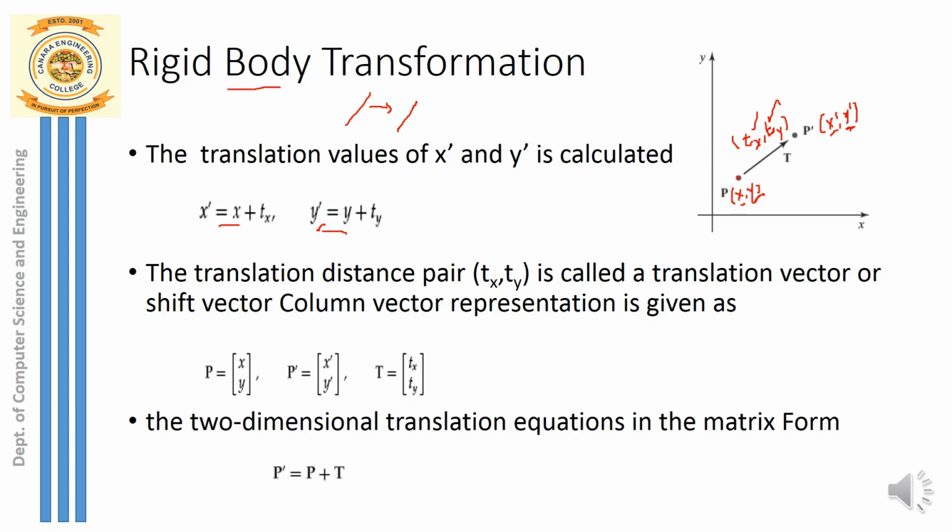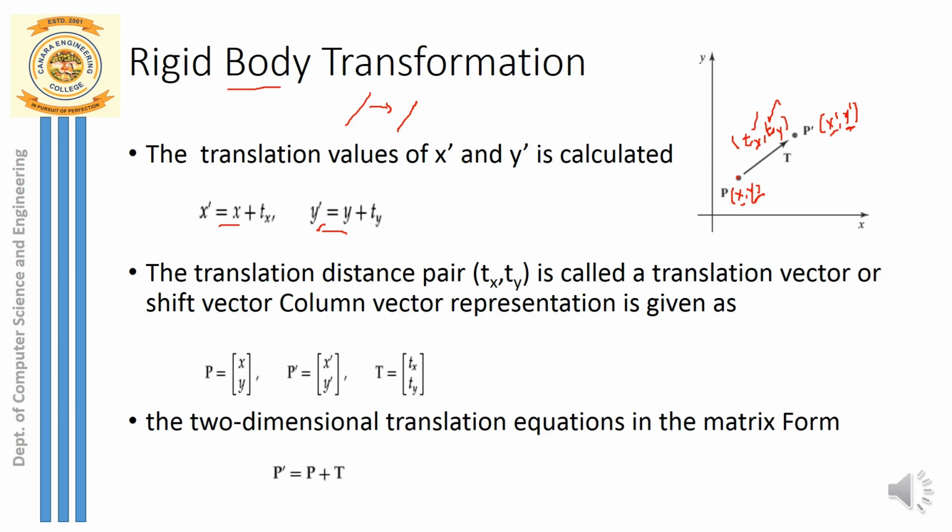Okay, now how do I represent this equation in the form of a matrix? Remember, in graphics everywhere we represent the object, be it a point, a line, a triangle, or any shape you take, in the form of a matrix. So a point also I can represent in the form of a matrix. And what type of matrix am I using here to represent an object? It is a column matrix.